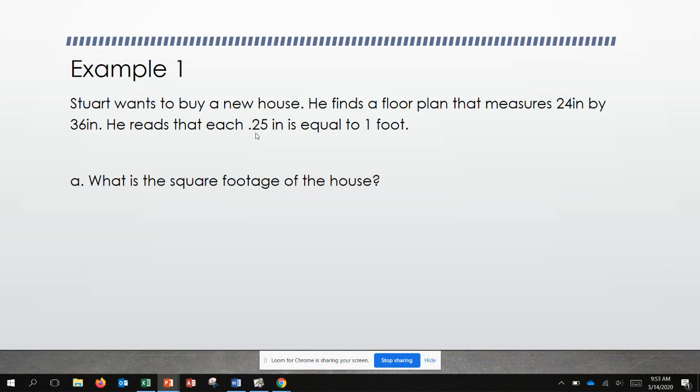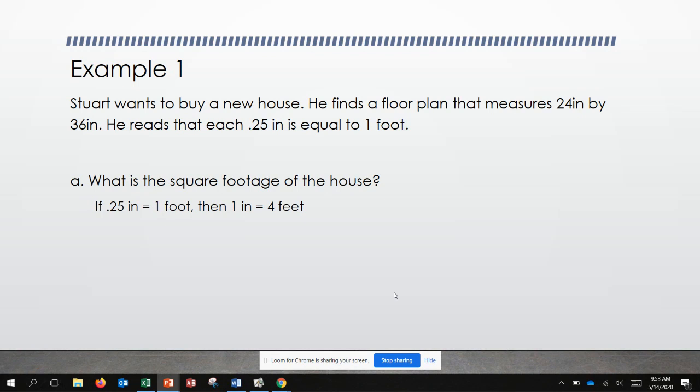So notice that here it says 0.25 inches is equal to 1 foot. So what we want to do first is figure out, well, what is 1 inch equal to? Remember, 0.25 is another way to say 1/4. So how do we get 0.25 to be 1? We multiply it by 4. And if we multiply our 0.25 by 4, we have to multiply our 1 foot by 4. So if 0.25 inches is equal to 1 foot, then 1 inch is equal to 4 feet.